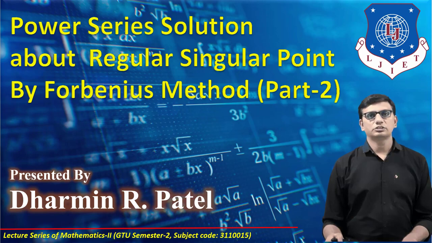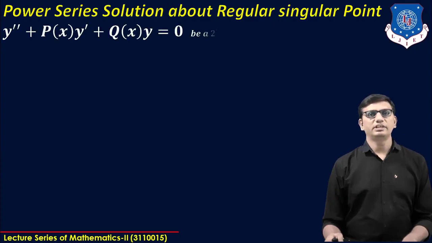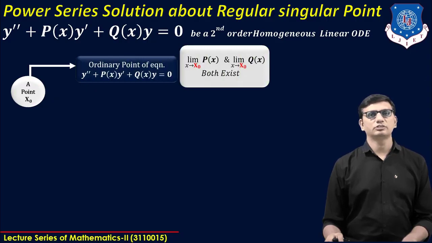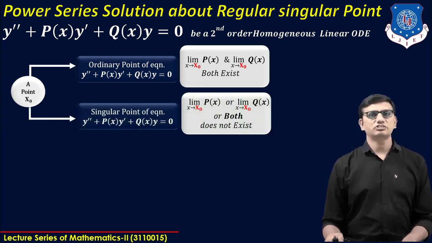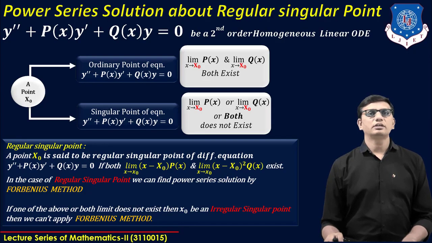regular singular point. First of all, we recall the last lecture's power series solution about the regular singular point. y'' + p(x)y' + q(x)y = 0 is a second order homogeneous linear differential equation. A point x0 is said to be an ordinary point of our differential equation if limit x tends to x0 of p(x) and limit x tends to x0 of q(x) both exist. If one of the limits does not exist, then we can say that x0 is a singular point. If limit x tends to x0 of (x - x0)p(x) and limit x tends to x0 of (x - x0)^2 q(x) both exist, then x0 is called a regular singular point.